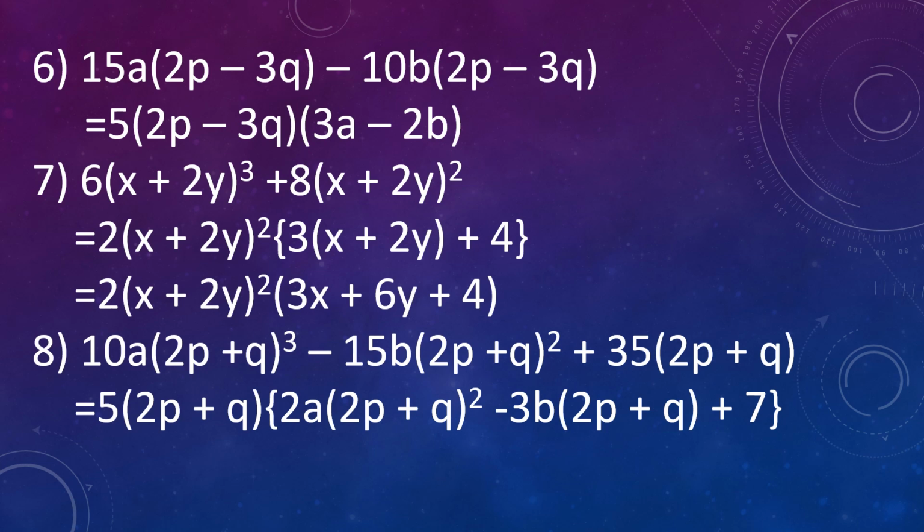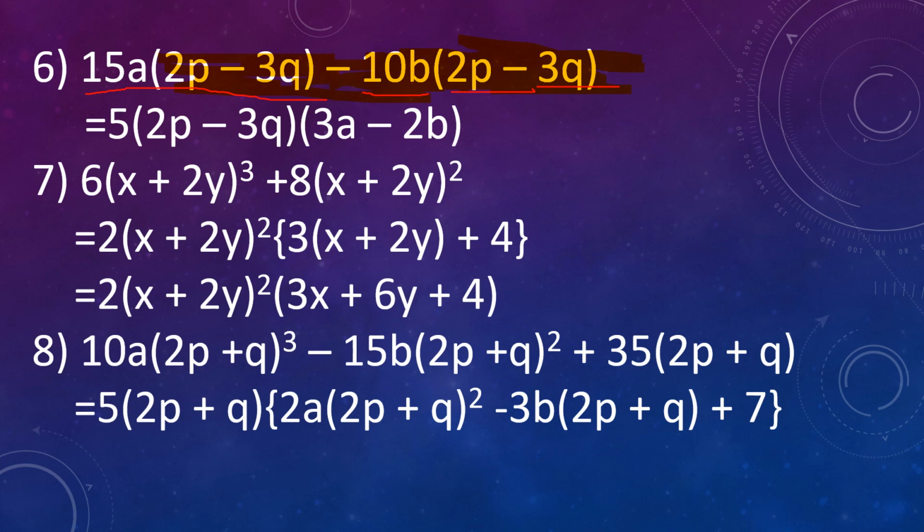Another example in the sequence is, now children, I'll tell you how to take binomial common. Your question is 15a within bracket 2p minus 3q minus 10b 2p minus 3q. Now you can see this 2p minus 3q with both the terms. Can you see with both the terms? So this is common. One thing is very clear, that this is very common.